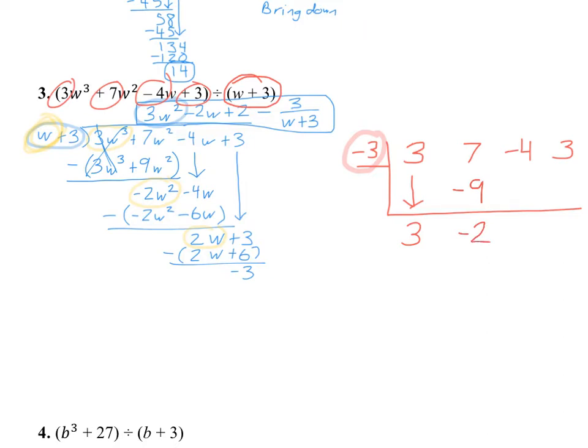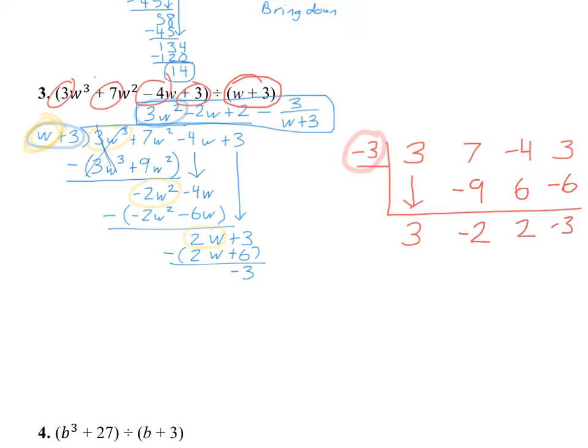Whenever you write a number on the bottom, it gets multiplied with the -3 on the outside. So -2 times -3 is +6. Then we add -4 plus 6 is 2. The number 2 on the bottom gets multiplied with the -3. 2 times -3 is -6. Then we add again and we get -3. Okay, the bottom, those are the coefficients of the answer.